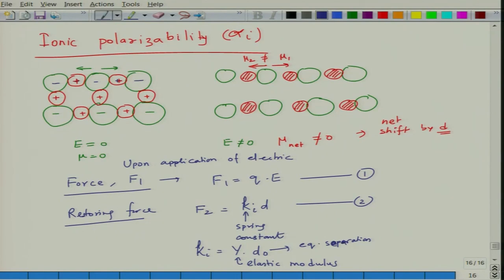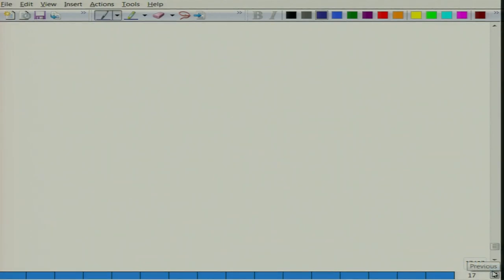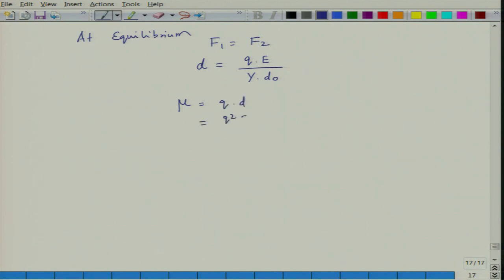Okay. So now it seems straightforward. At equilibrium, what will happen? At equilibrium, these two forces F1 and F2 will balance each other. And when you combine these equations, D will be equal to Q into E divided by Y into D naught. So mu will be equal to Q dot D, which is equal to Q square E divided by Y D naught. So what is alpha I here? Q square divided by Y D naught. This is what is ionic polarizability.